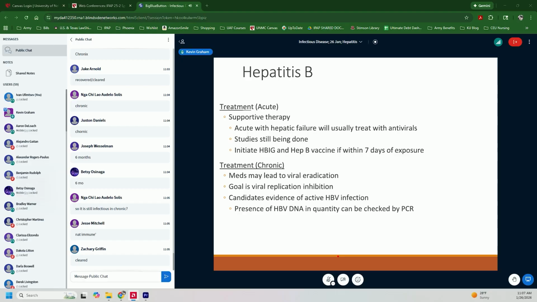All right, two different forms of treatment, right? Acute versus chronic. If we have acute, we want to do a lot of supportive therapy. People still tend to get antivirals. And you can initiate hepatitis B immune globulin with the hepatitis B vaccine if you're within 7 days of the exposure, if you happen to know when the exposure happened. If you have chronic hepatitis B, medicines can almost lead to viral eradication. And the whole goal is to inhibit the replication.